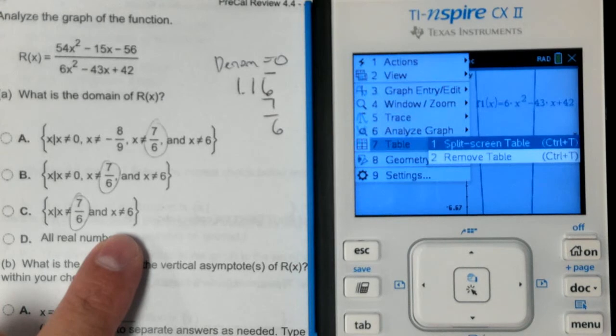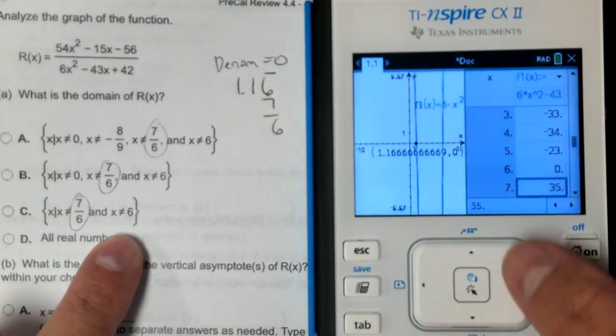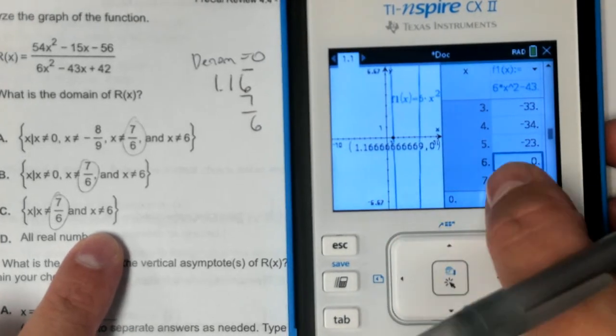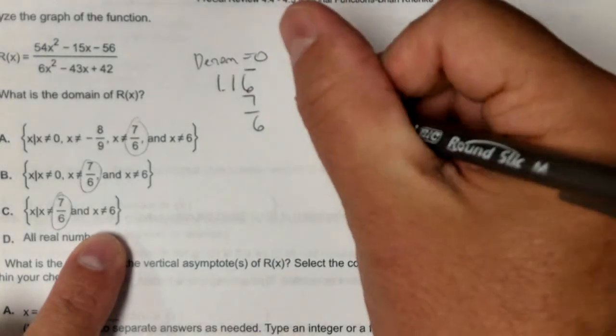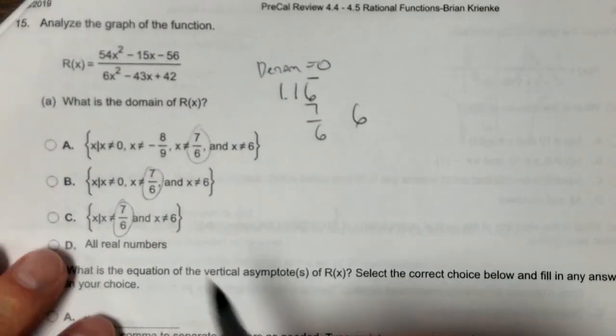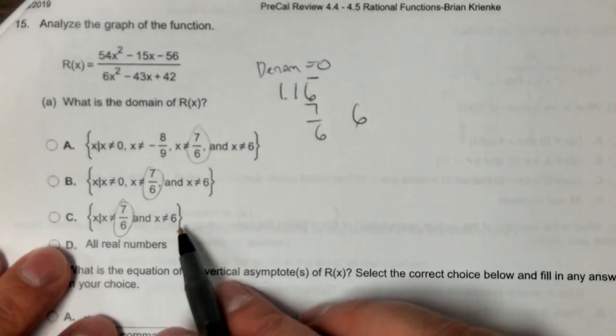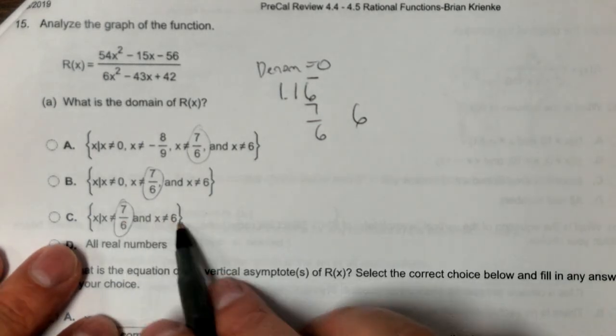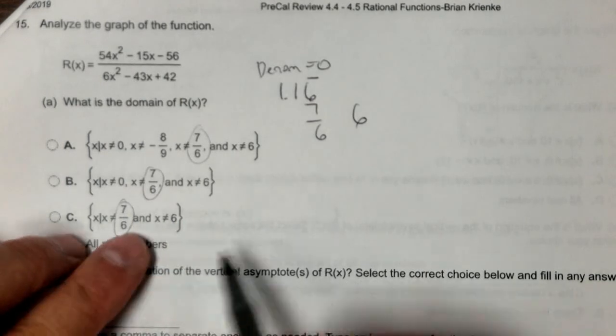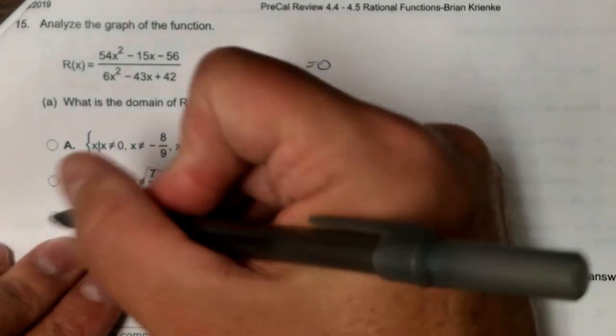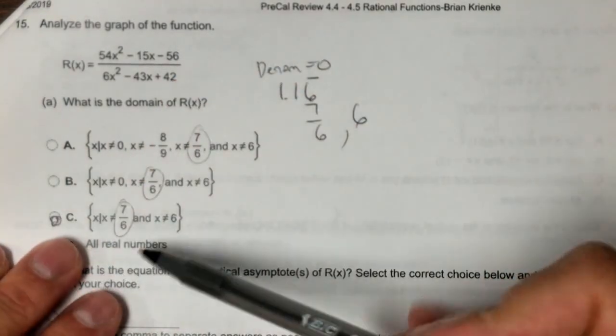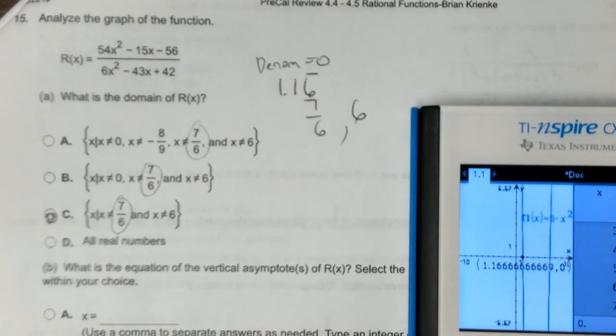So let's just go to our table for that, to 6, and it is 0. At 6, it's 0. So that's going to be A. I mean, why did I say A? I'm pointing at this one. 7/6 and 6. So that's C.